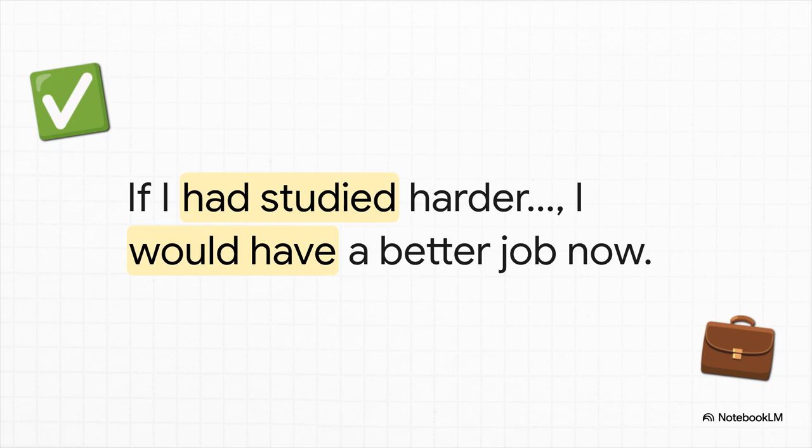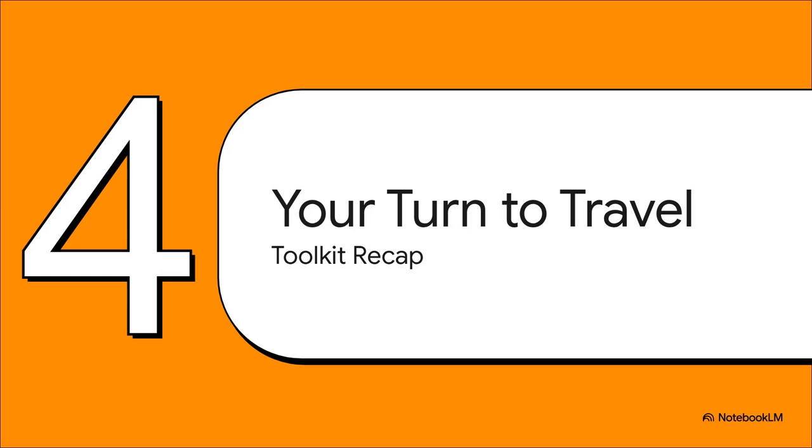Yes, you got it. The if part takes the past perfect from the third conditional, if I had studied, and the result part grabs the structure from the second conditional, I would have a better job now. Boom, you've just perfectly connected your past self to your present reality. And just like that, you've got the keys to the time machine. Seriously, you now know how to navigate all these hypothetical timelines.